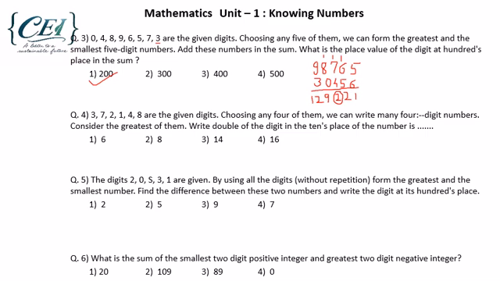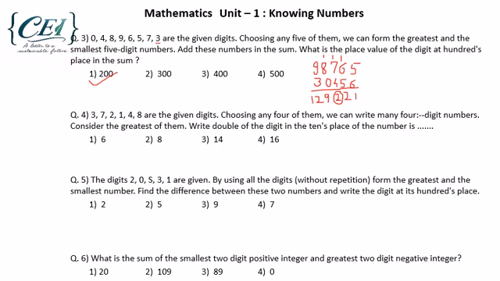3 7 2 1 4 8 are given digits. Choosing any 4 of them, we can write many 4-digit numbers. Consider the greatest of them. Write the double of the digit in its tens place. So we have to form the 4-digit greatest number, which starts with the biggest digit, 8. So the first digit is 8.